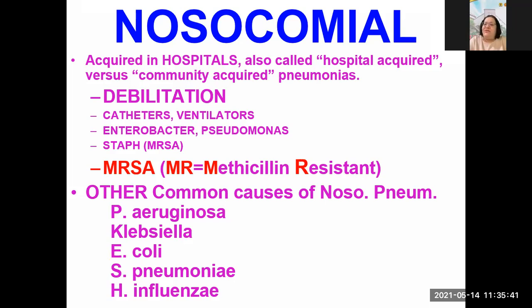So other causes of nosocomial pneumonias are Pseudomonas aeruginosa, Klebsiella, E. coli, okay, your staph pneumoniae, H. influenzae. Okay, so these are things that can cause your nosocomial pneumonia. So the staph pneumoniae, I'm also pointing out that this may be your MRSA, because your MRSA is also staph, but not all medications will work on methicillin-resistant staphylococcal infections. Okay.